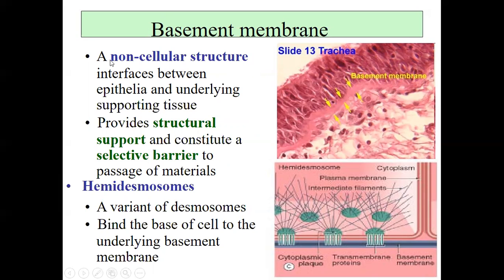The basement membrane is a non-cellular structure, an interface between the epithelium above here and the underlying supporting tissue down here. So what is the function of the basement membrane? It provides structural support, and also constitutes a selective barrier to the passage of material. This means that the material does not simply go from here to here. It forms a selective barrier.